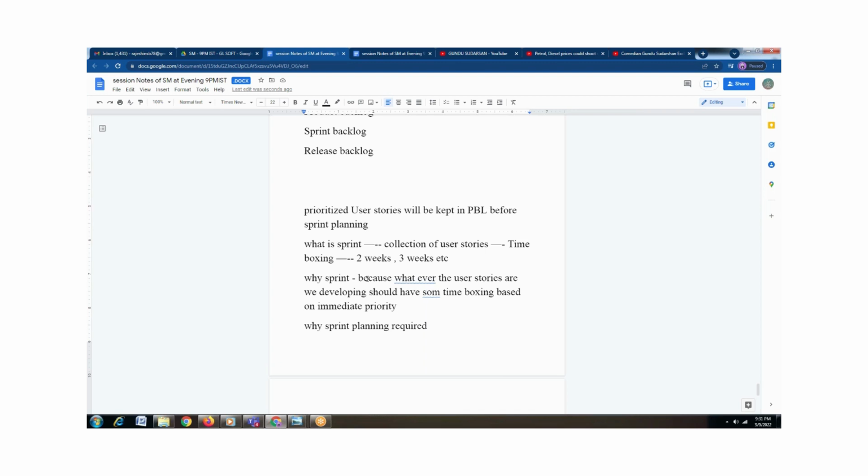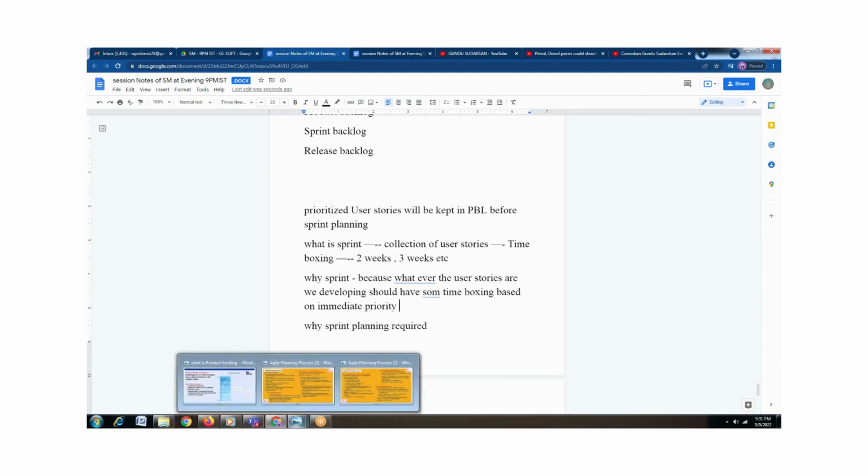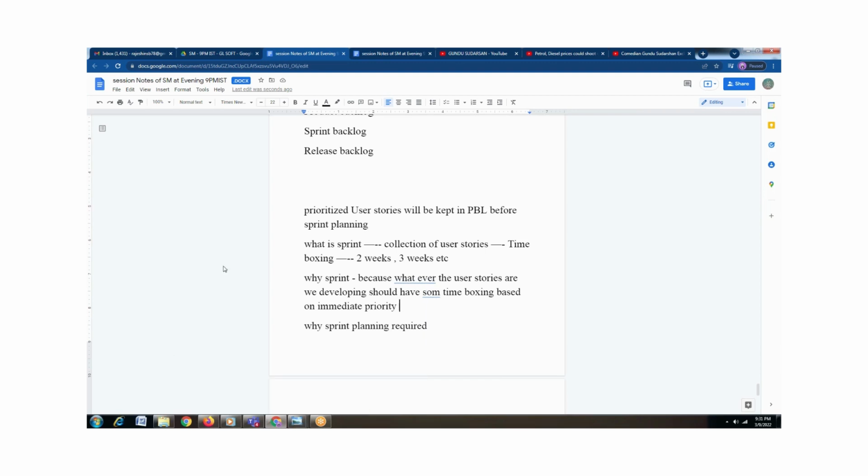On average, if you're talking about release planning, there will normally be around 3 to 5 sprints. For example, if we have three months of release planning and there are 40 user stories, in how many sprints are you putting all these 40 user stories?